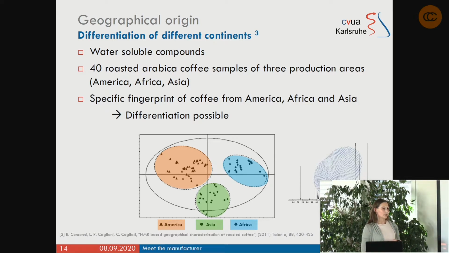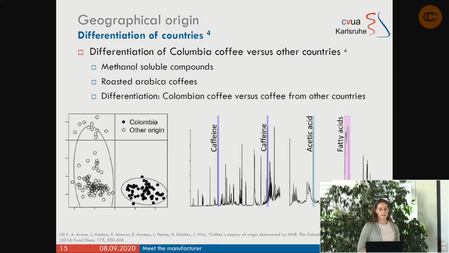In this study, 40 roasted Arabica coffee beans from America, Africa, and Asia were investigated. And again, the figure shows all measured coffees. The coffees from one continent have a similar chemical fingerprint, so they are close together within one cloud. For example, the coffees from America come from many different countries, or again have been roasted with different roasting profiles, which explains the scattering.